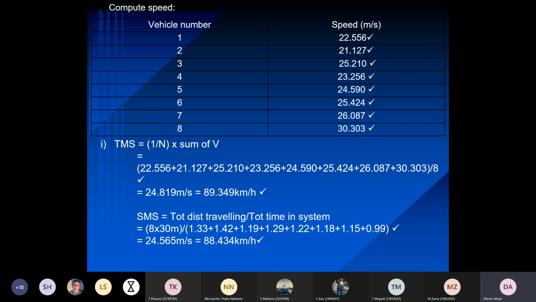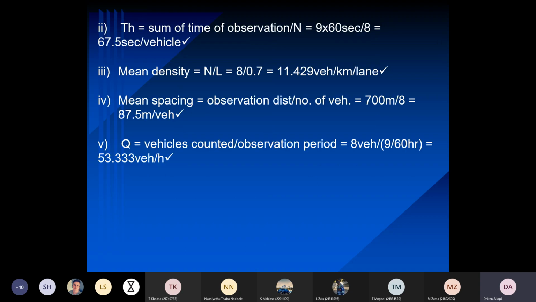Then moving on to question two, and that was your mean headway. Your mean headway is the sum of the time of observation. So you observed over a 9-minute period, converted to seconds, multiplied by 60, divided by the number of vehicles, 8. And that will give you an answer in seconds per vehicle. You should get an answer of 67.500 seconds per vehicle.